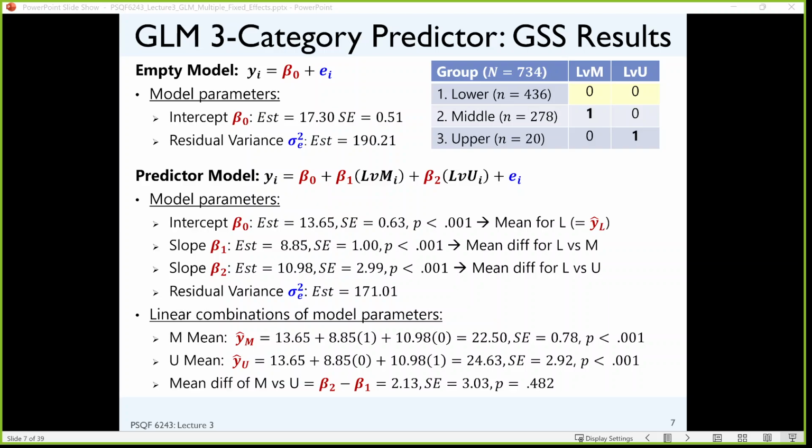So we don't have a significance test for M versus U in this model. It depends on what you mean by model. Directly, we do not. Indirectly, we do.